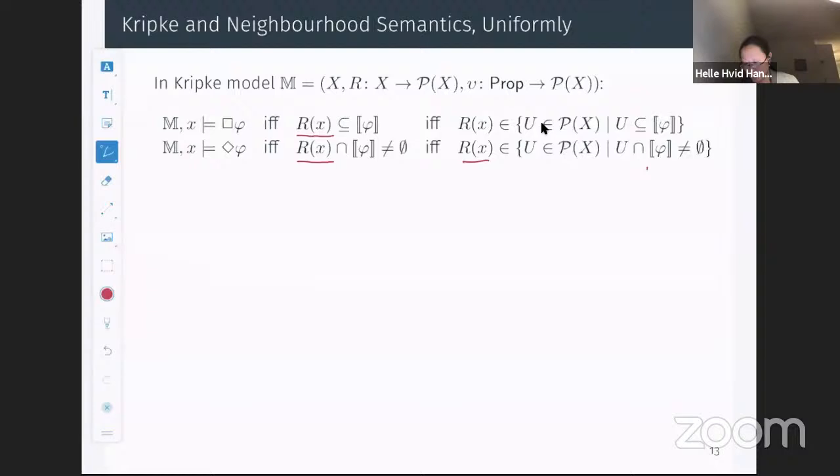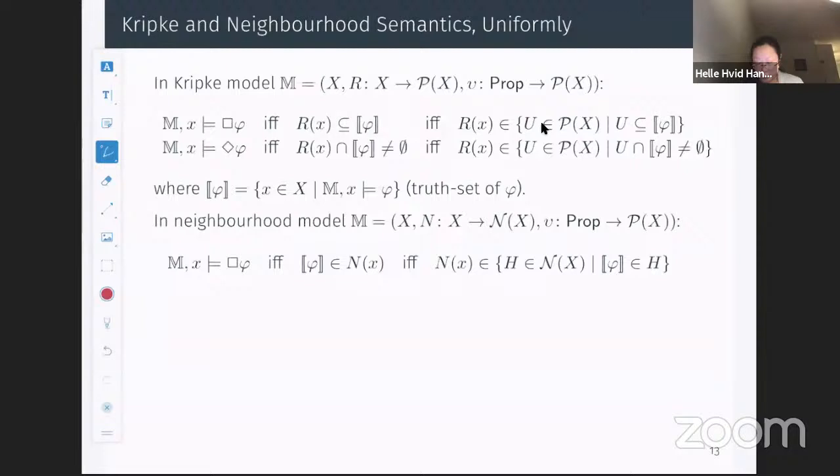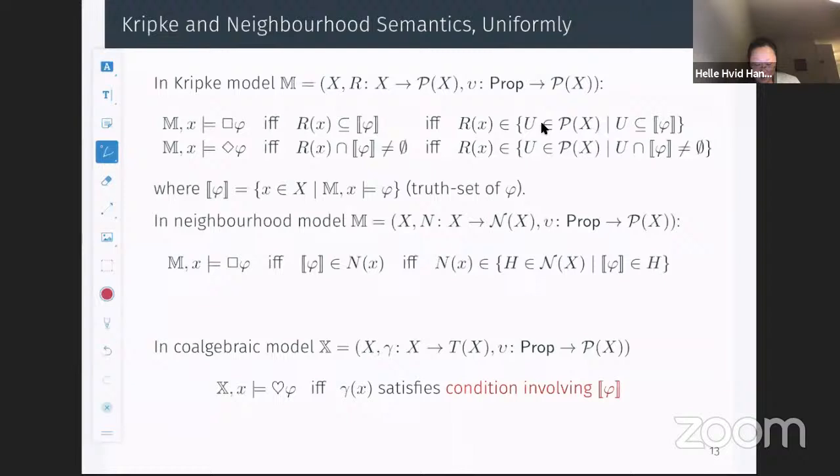Now for neighborhood semantics, we can do a similar thing, right? So box phi is true at X if and only if the truth set of phi is a neighborhood. Another way of saying that is that N of X, the neighborhood collection at X, must belong to the set of all neighborhood collections that have that property. So this is kind of the general shape of the condition. When we talk about our coalgebraic modalities, we're looking for some predicate on these generalized successors, gamma X, right? That would be intuitively what a modality should say.